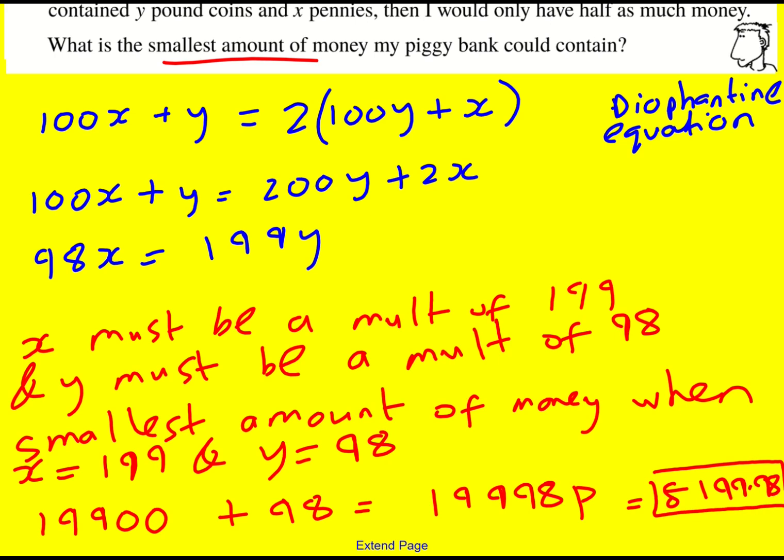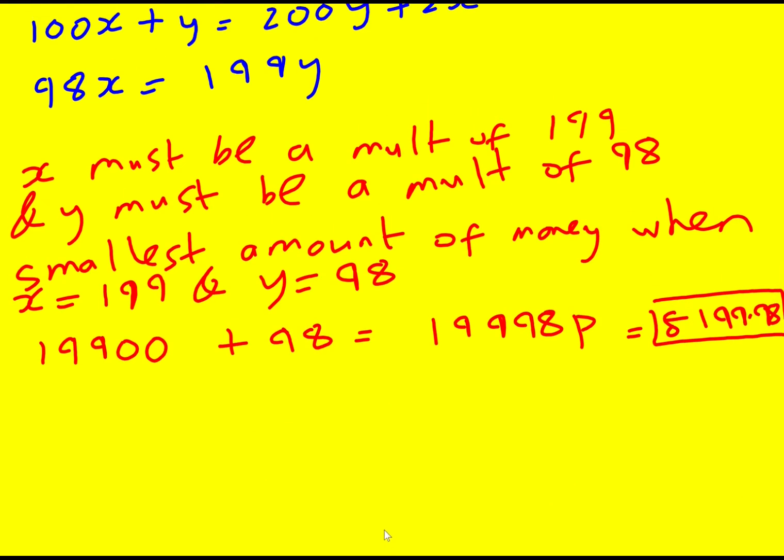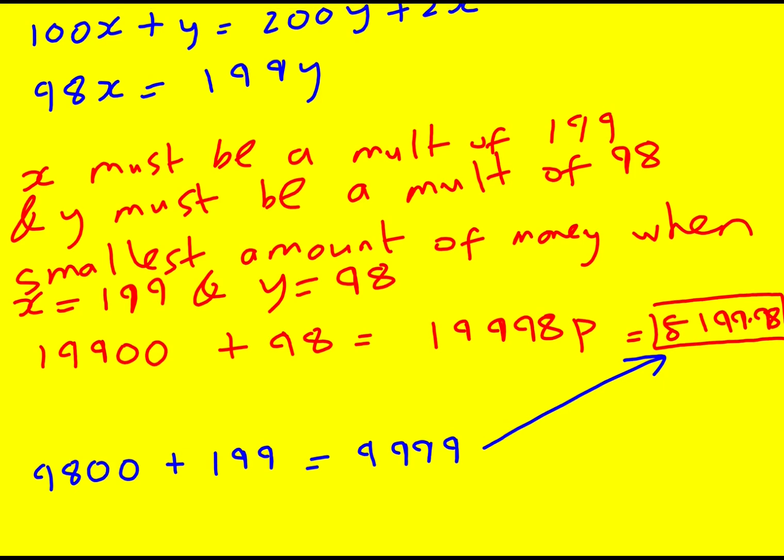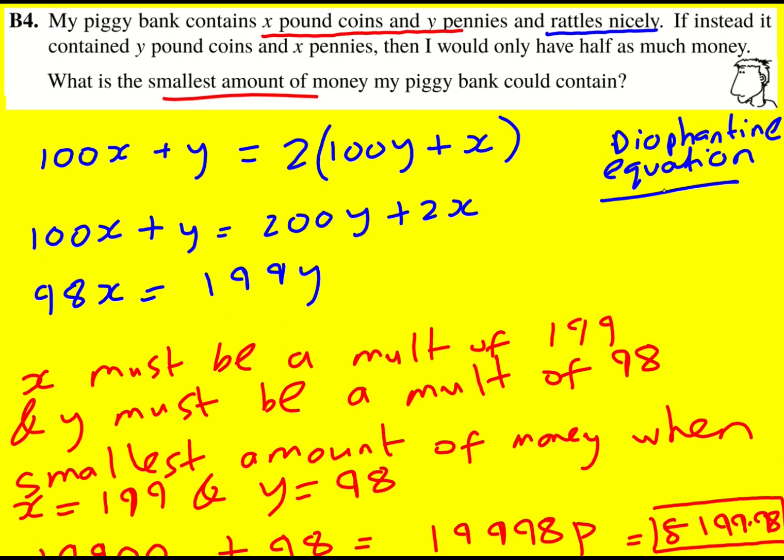Let's just take a quick look at what would happen if we swapped it around, just to check really. So then we'd have 98 times 100, so 9,800, plus 199. And this would become 9,999, which is indeed half of that. So it all checks out. All right, nice little question on this topic.